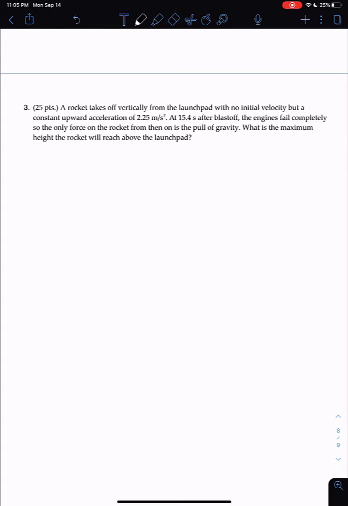So this is a two-part problem. If I think about what's going on in this problem, I have my initial rocket, I can't draw a rocket, with its initial velocity of 0, experiencing an acceleration, which I'm going to mark as a sub 1 initially. So this rocket is going to keep moving upwards until the point where the engines cut off and this constant upward acceleration disappears.